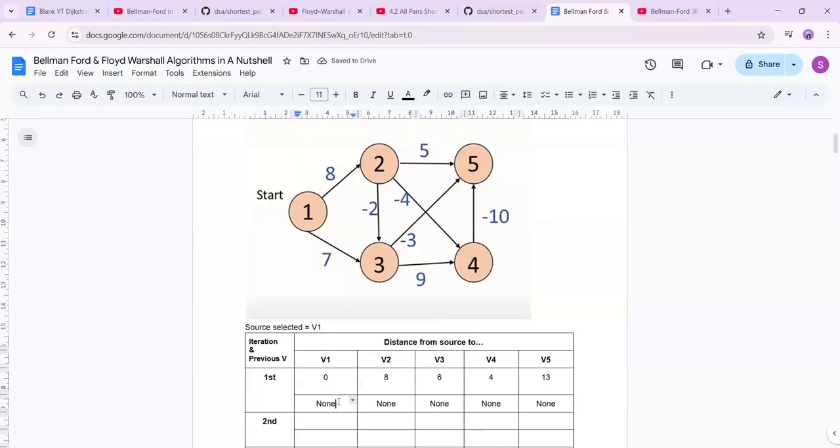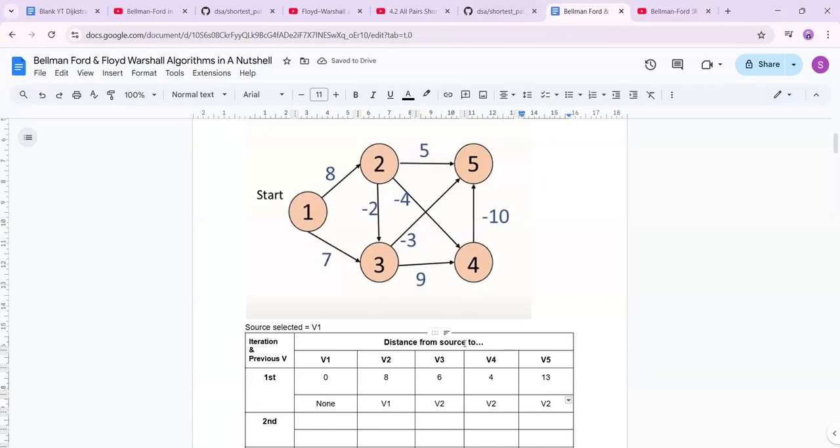Remember when we track our previous vertex, my bad for not updating earlier. Our previous vertex for the source is none. v2 here is from v1. Then v3 here is from v2, because originally it was 7, so our original previous vertex was v1, but now since we are coming from 1, 2, 3, our previous vertex is actually 2. So we will put v2 here. Then for v4, since we're coming from here, we will also put v2. And this is also v2.